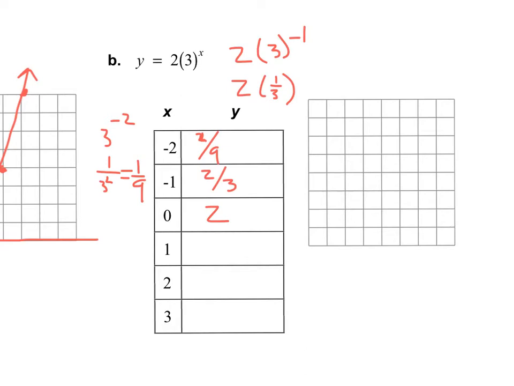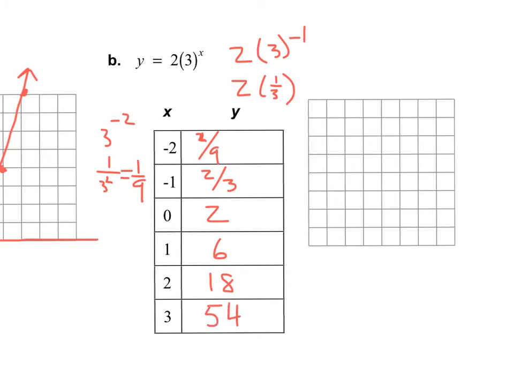Okay, plug it into the first power. 3 to the first power is 3. Times the 2 out front is 6. Plug in a 2. 3 squared is 9. And then 9 times the 2 out front is 18. Okay, and then 3 to the third power. That's 3 times 3 times 3. That's 27. And then 27 times the 2 out front is 54.